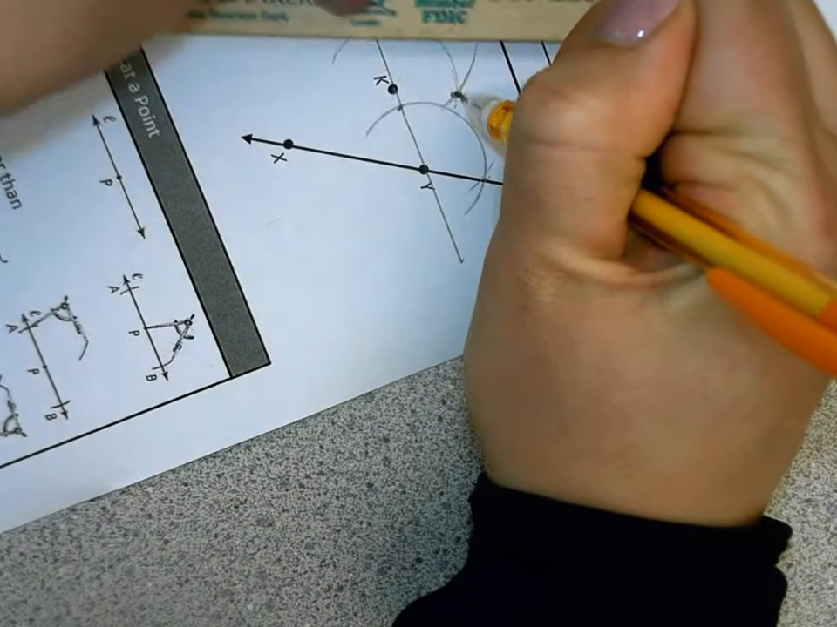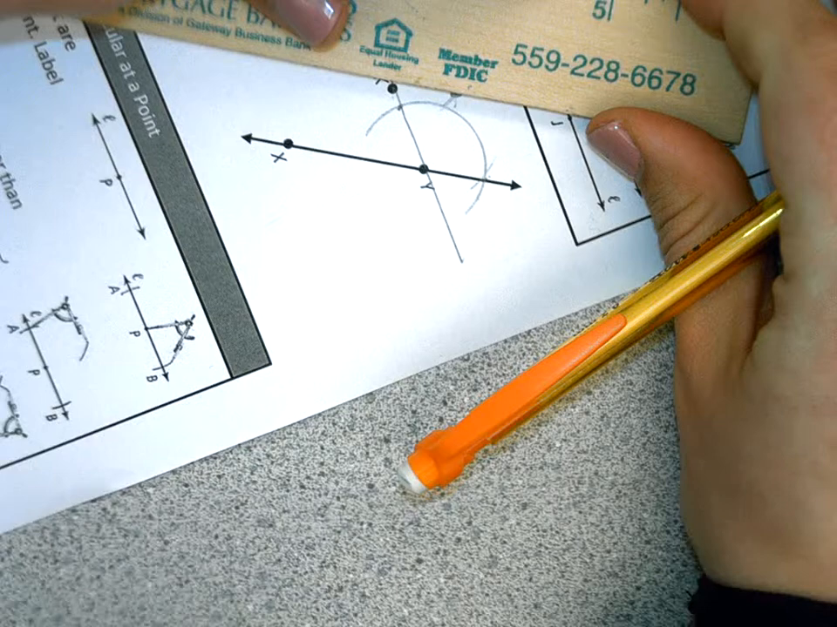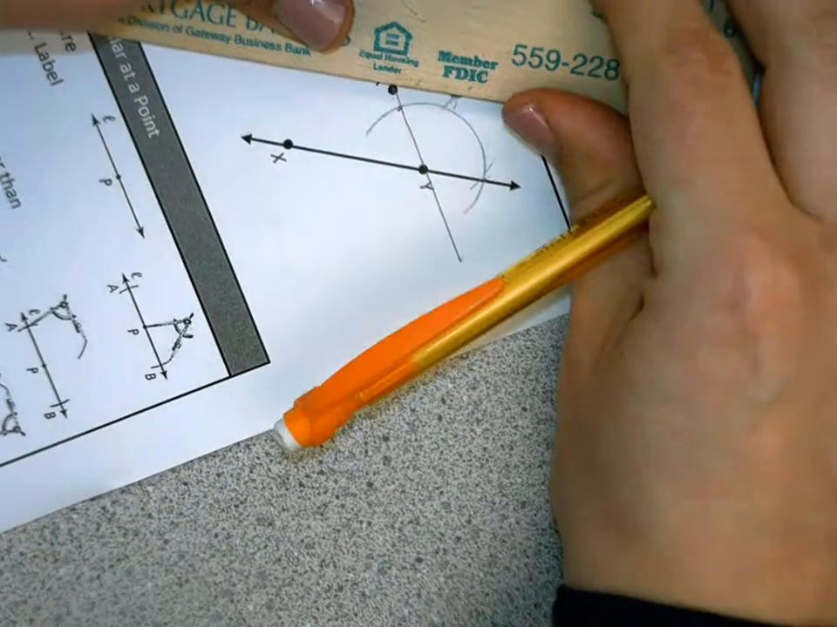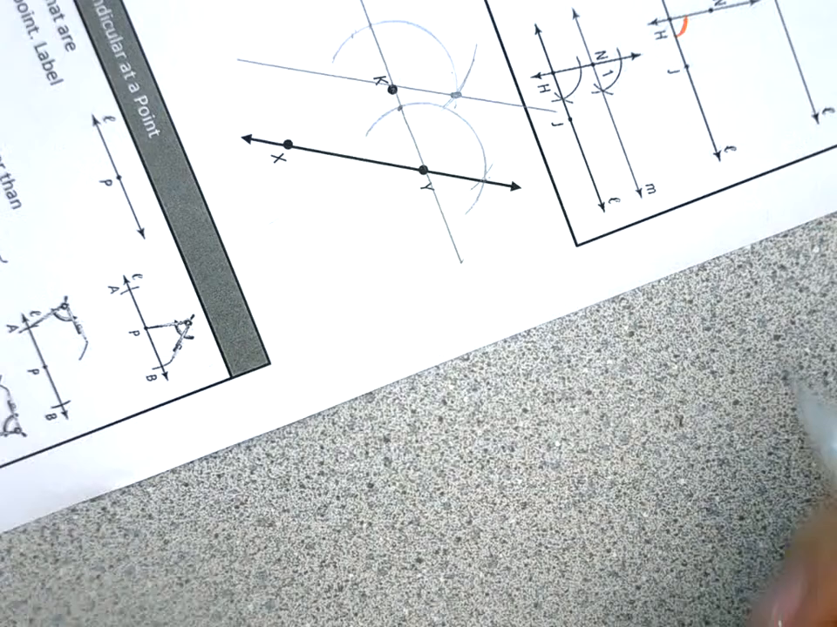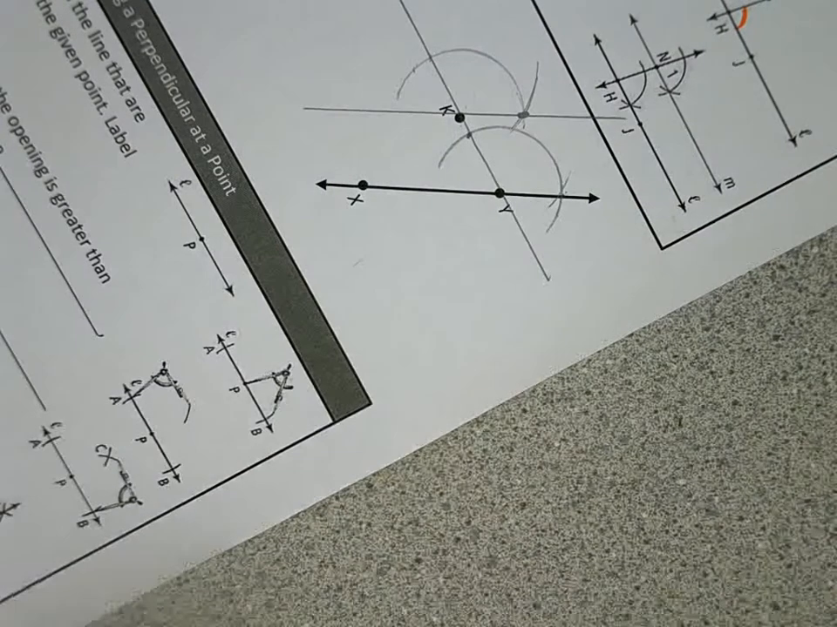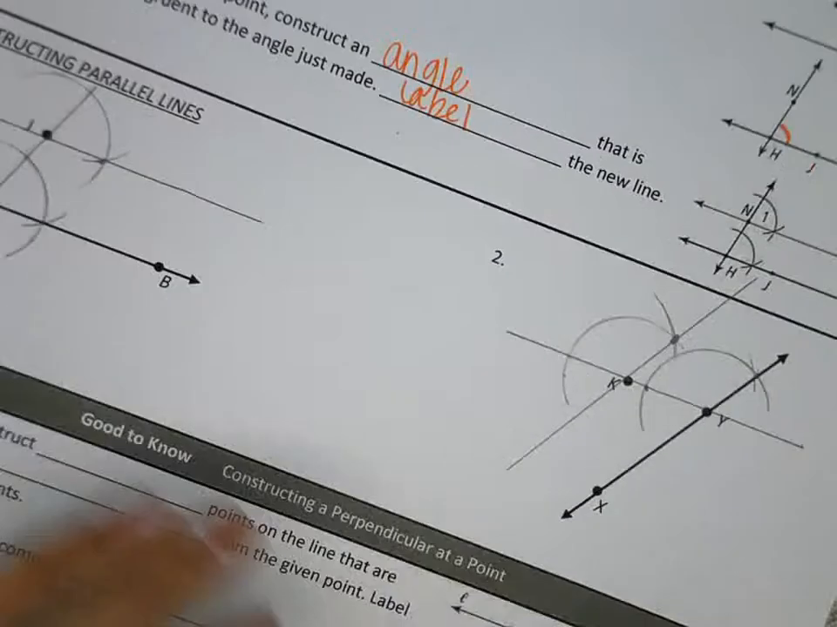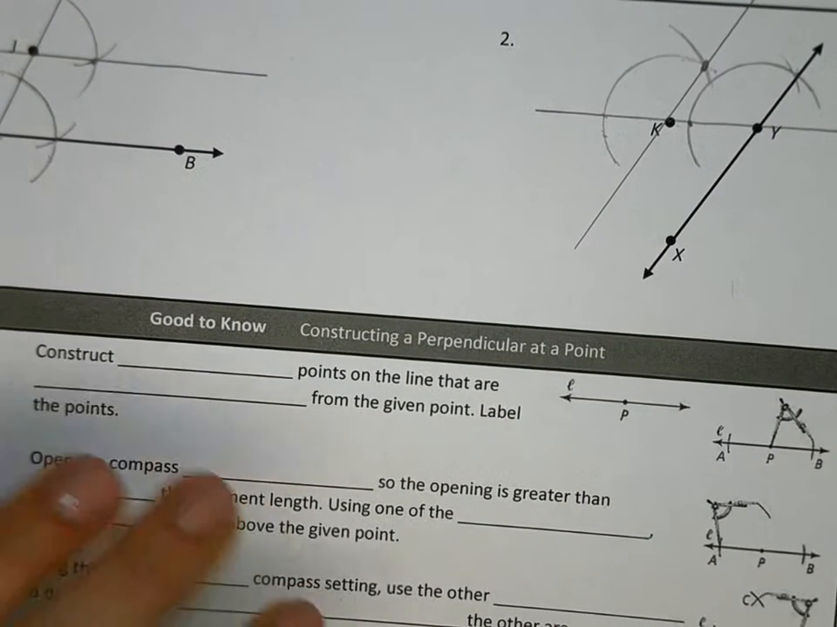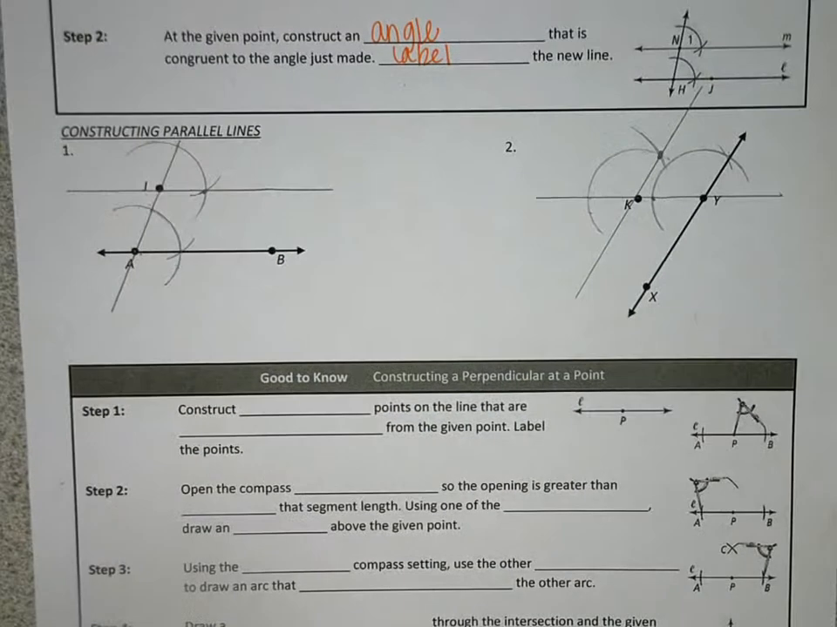So when I draw the line through them, it should come out parallel. Oh, I missed the point, so they're not parallel, but you guys get the idea. Okay? Yeah, it's close enough. Okay? So that's parallel lines. Doesn't matter. The steps are the same, right? Okay, guys, we have to move on, so let's go.